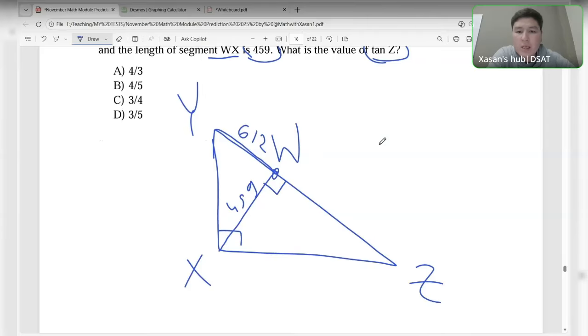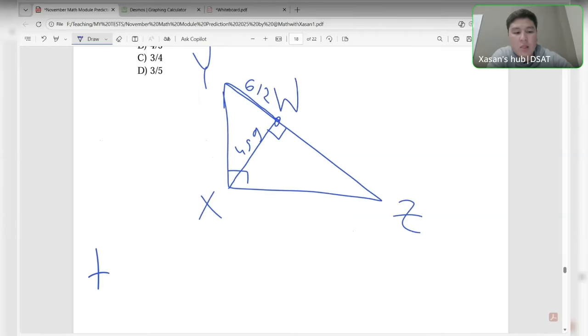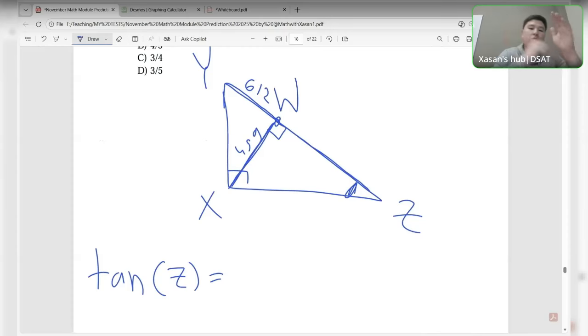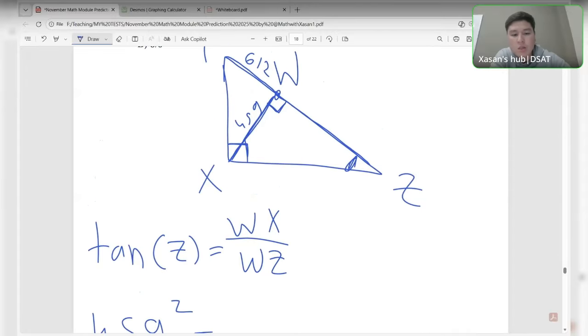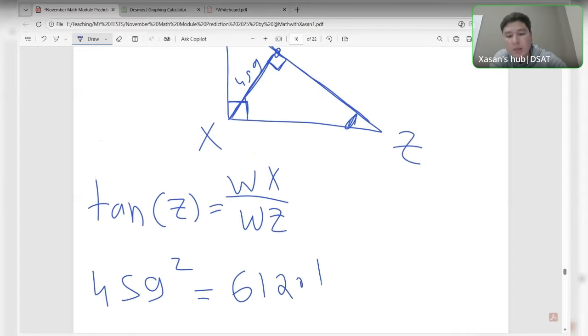So guys, to find the tangent Z here, we can use different methods. For example, the first one: the ratio here is 459 divided by WZ, right? Because the tangent is the opposite divided by the adjacent. So the opposite is WX divided by WZ. And to find WZ, you can easily use this formula. It is the right angle, and this is also right. So we know that 459 squared equals 612 multiplied by WZ.